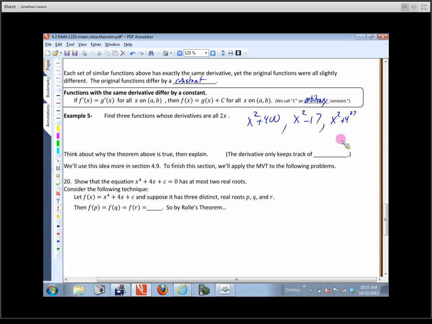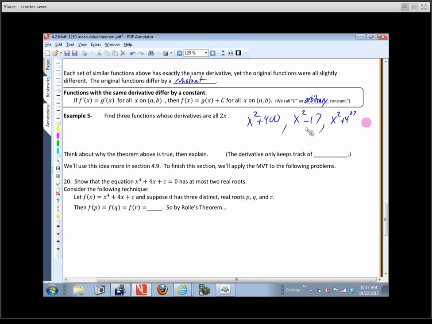Now, can anybody explain why that's true? Why is that theorem true? Okay, the derivative of a constant is 0. So the derivative of every one of those is 0. Okay, but think about what the graphs look like. Okay, that's the big idea there.